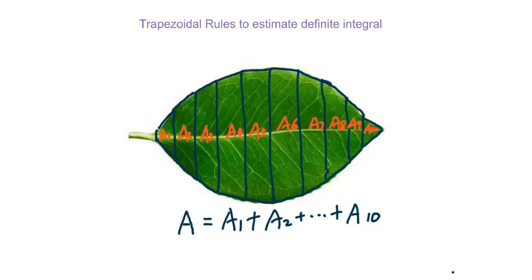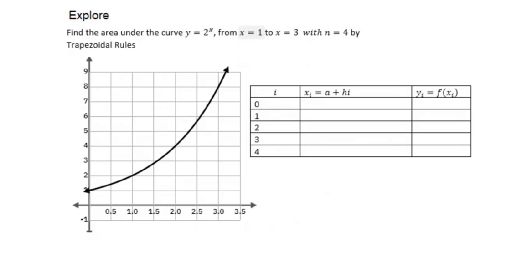As we know, when we're talking about the area, it's related to the definite integral. Therefore, if we want to figure out the definite integral, we can use the same way to estimate. The way to estimate the area, we call the trapezoidal rules. Let's explore the trapezoidal rules by doing this problem.